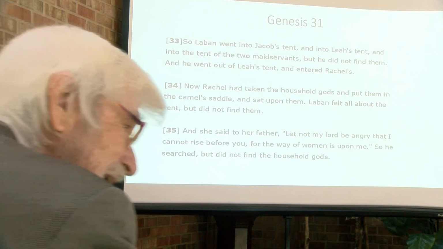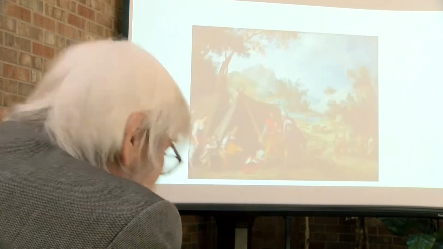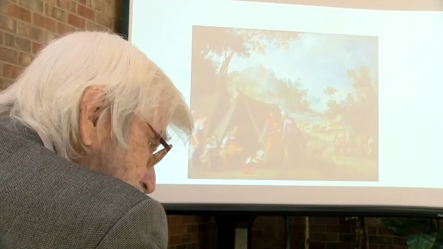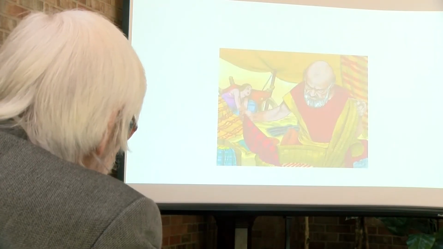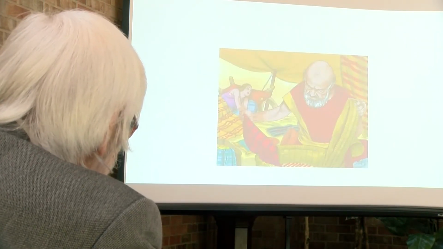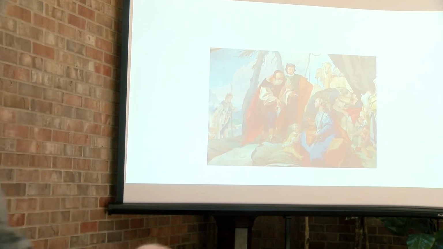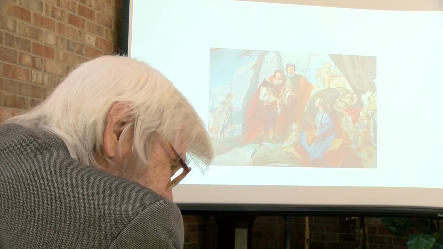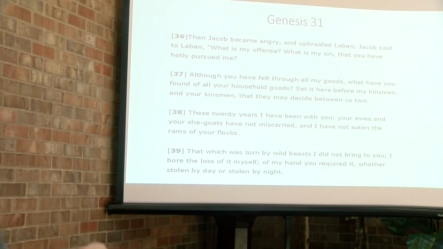She had put them in that camel's back. This is the searching of the place. This is looking for those gods. And here's the picture of Rachel sitting on the camel's back, and the gods are in there, in the camel's back. Then Jacob became very angry and upbraided Laban.